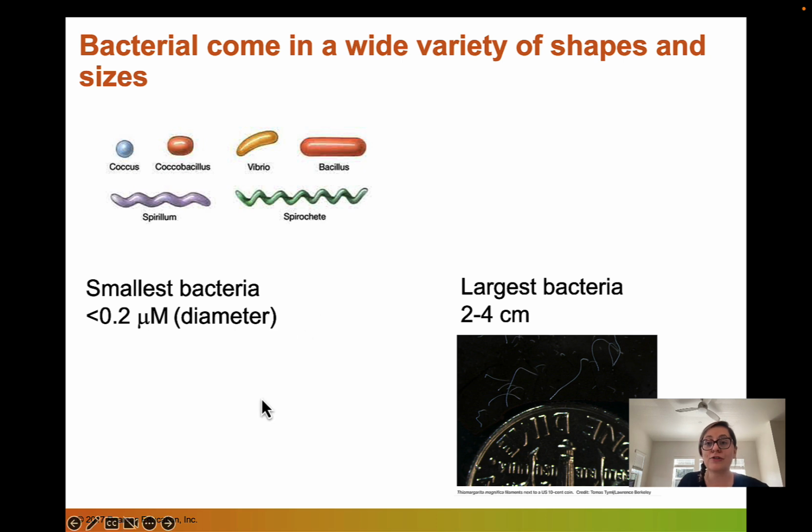Bacteria can also vary dramatically in size, and so we can get a bacteria smaller than 0.2 microns in diameter. And then just last year, we discovered a new largest bacteria, this T. magnifica, and it's approximately 2 to 4 centimeters. And so what you're looking at here is a dime. And this is not a microorganism because we can see it because it's quite large. We'll talk in the next video about how most bacteria are limited in size by their inability to take on more organelles or more complex organelles that can specialize that cell in a variety of ways.